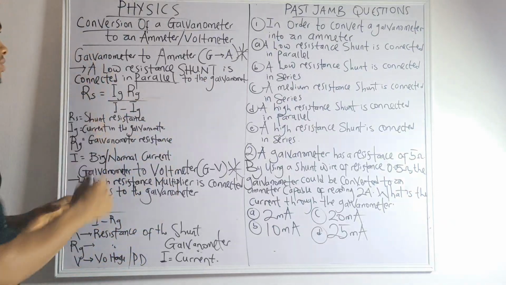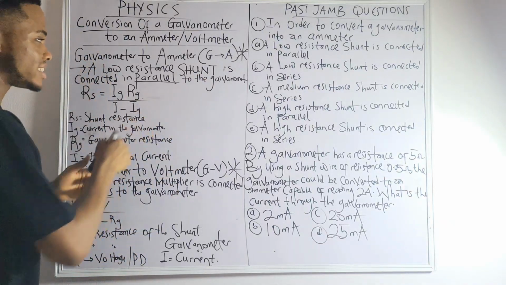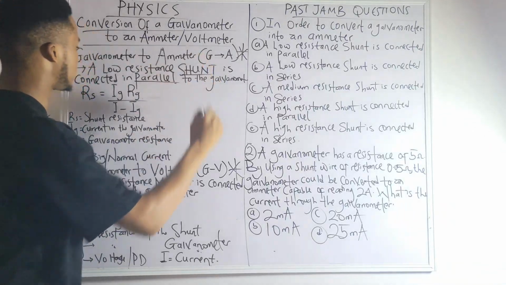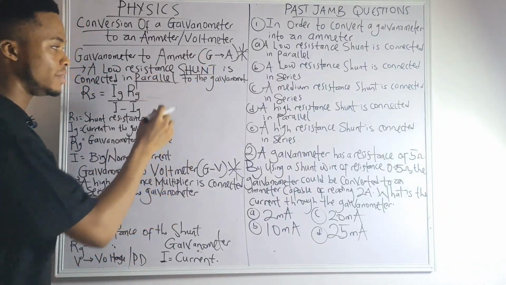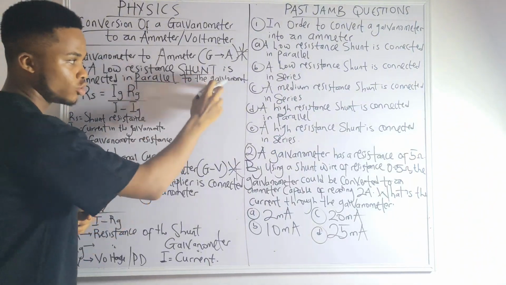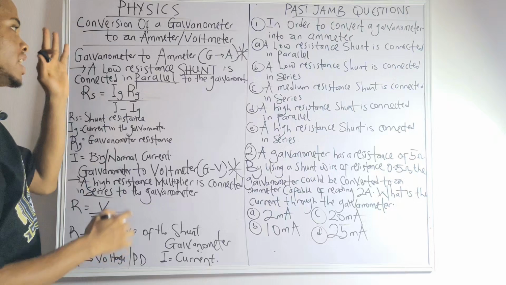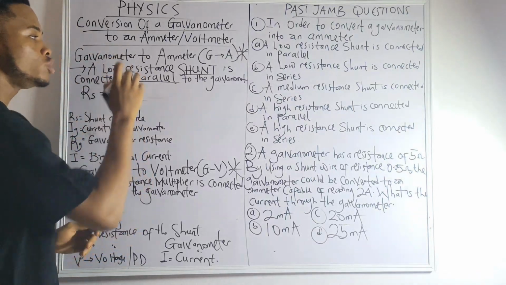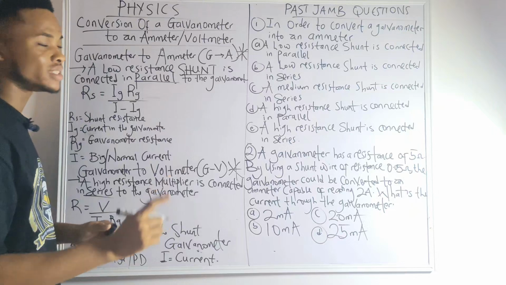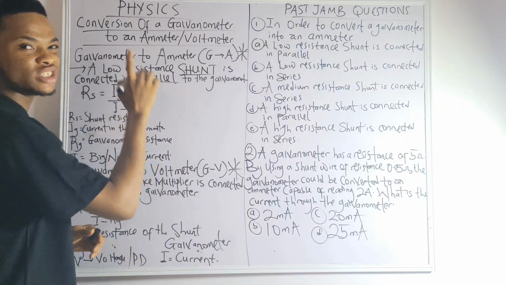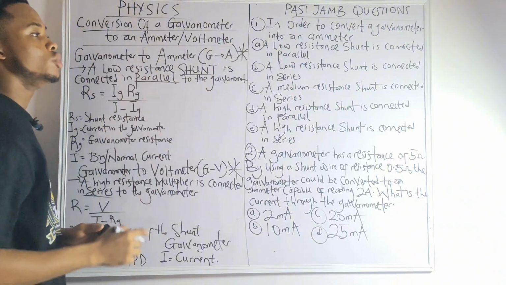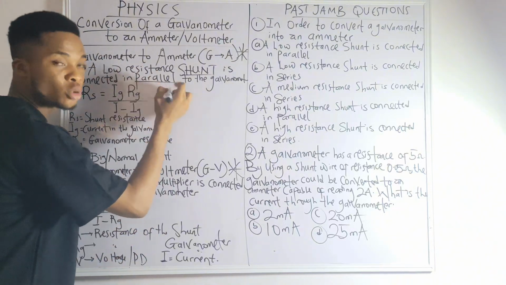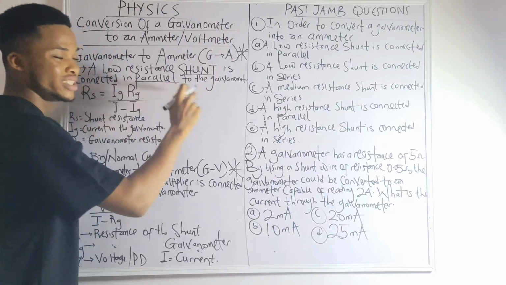Now, you must note something. A low resistance shunt is connected in parallel to the galvanometer. So if you want to convert a galvanometer to an ammeter, you use what? A shunt. And this shunt is a low resistance shunt. Please note, low resistance shunt. You connect it in parallel, not in series. In parallel to the galvanometer.